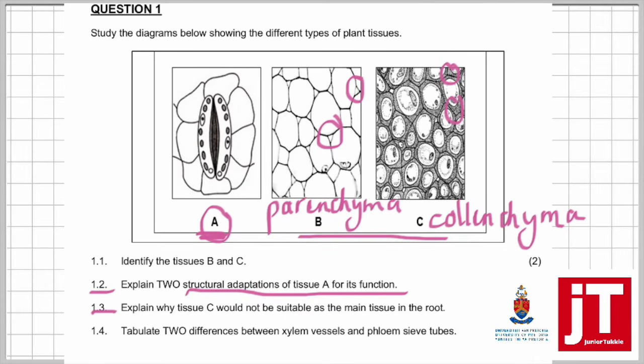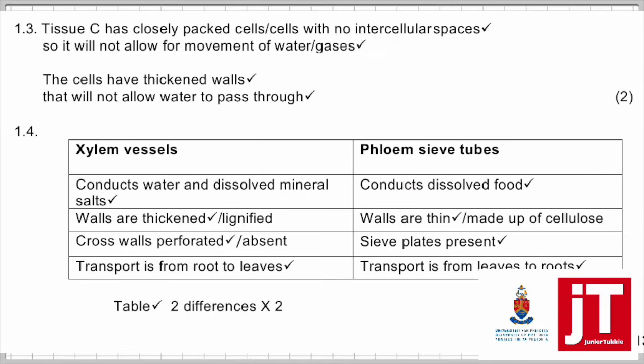Question 1.3. Why is tissue C not suitable as the main tissue in the root? Now that's 2 marks. So the main tissue, this is collenchyma. Now you can see that collenchyma is tightly packed and it's thickened. And if this tissue is tightly packed and thickened, that will prevent water from actually flowing to the root or to the different cells. So there it is. It's closely packed. Thick walls will not allow water to pass through.